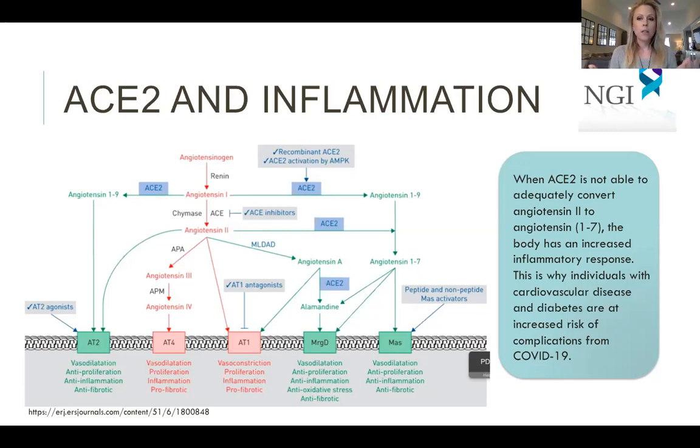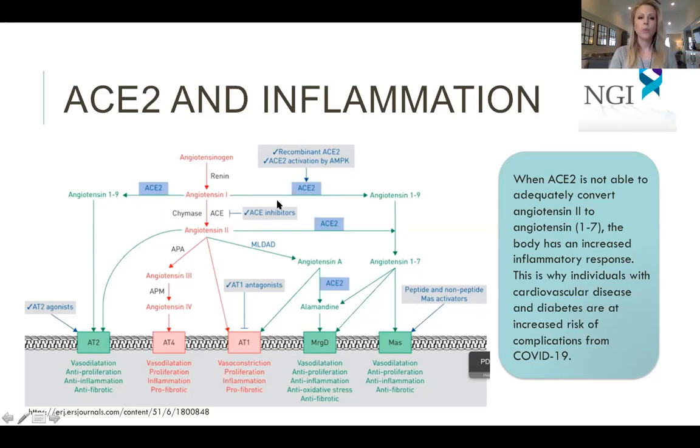So basically, a summary: when ACE2 is not able to adequately convert angiotensin 2 to angiotensin 1-7, the body has an increased inflammatory response. And this is why individuals with cardiovascular disease and diabetes, because this is actually increased by cortisol as well, are more at risk of complications from COVID-19.